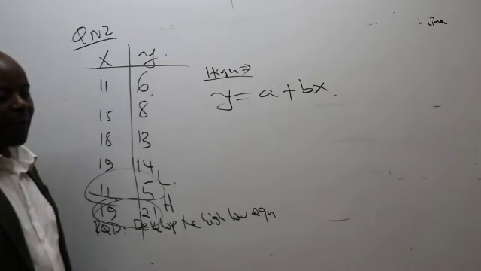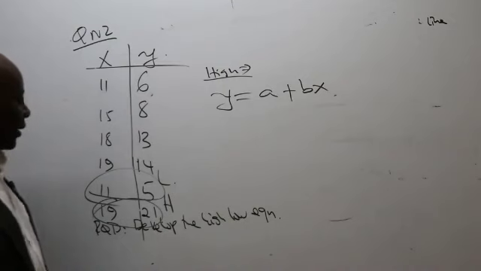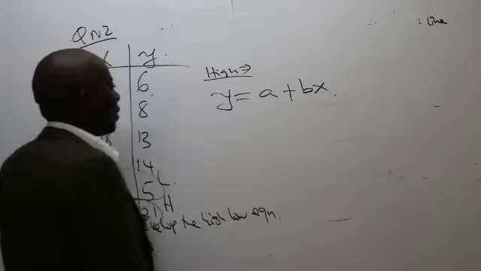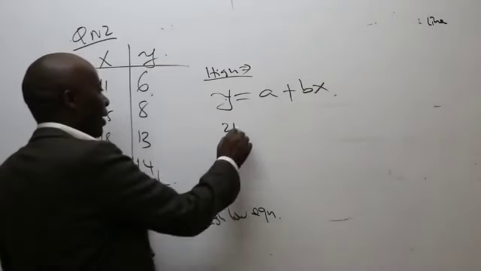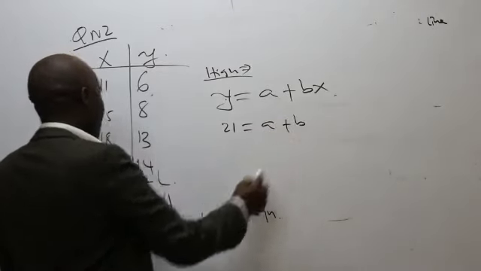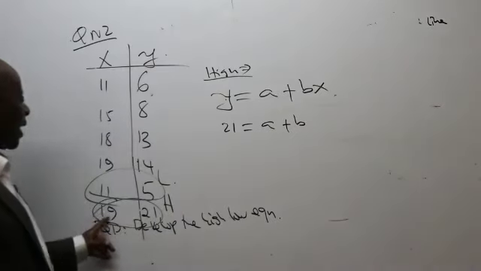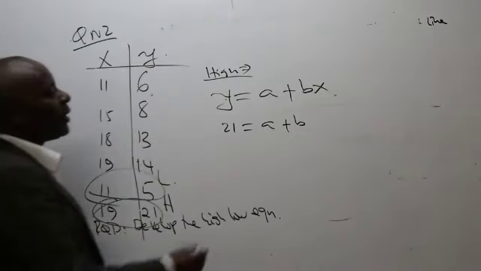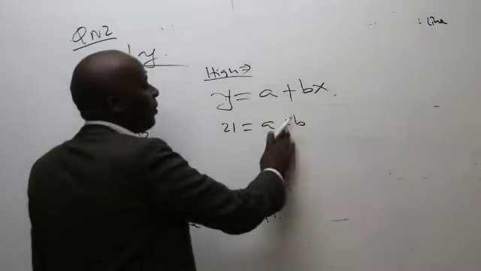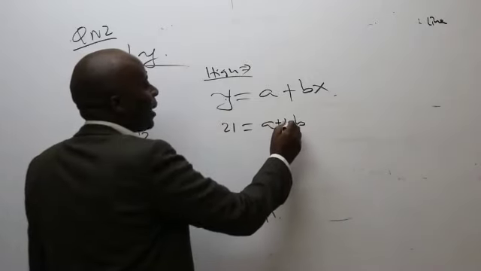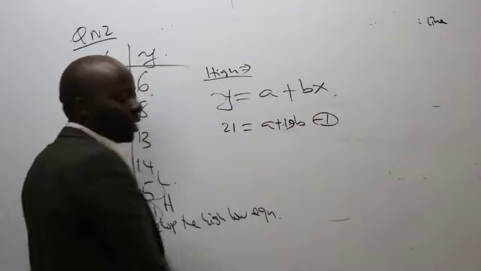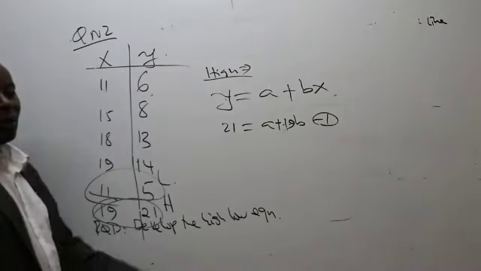So Catherine amesema ati itakuwa the equation here, the high equation y ni 21 equals a plus b times what here? X which is 19. So Catherine akasema baada ya kuandika b times 19, mwalimu so useme tu a plus 19b. Call this one equation number 1.